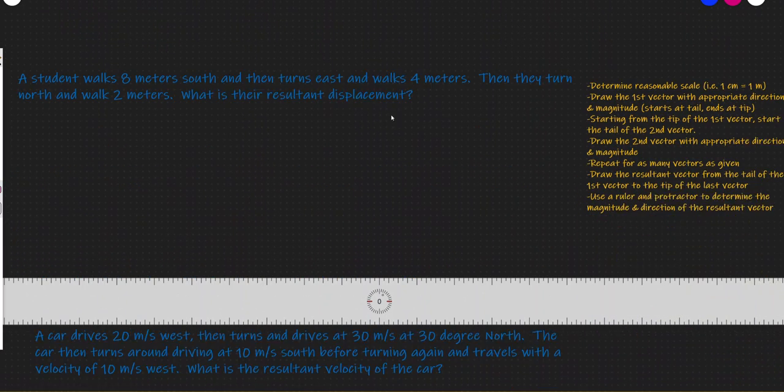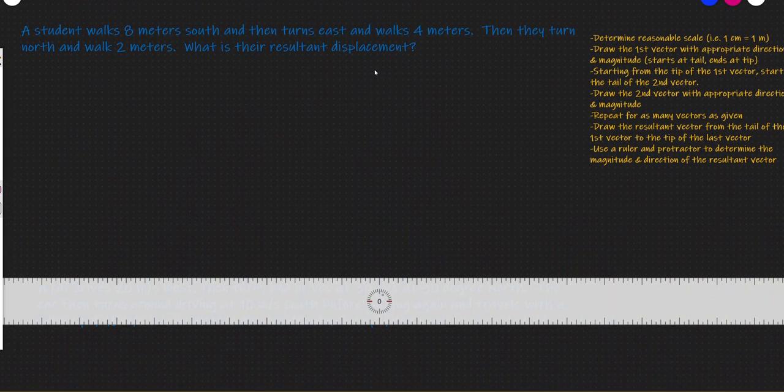Okay, so here is a problem that I have. A student walks 8 meters south. Okay, so this is going to have more than one. So here is my tail, my first vector, right? 8 meters south, so 8 south, we'll say 8 centimeters, about like that. And then they turn east and walk 4 meters.